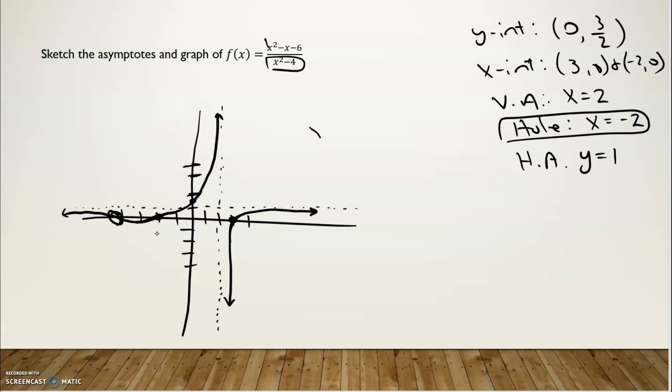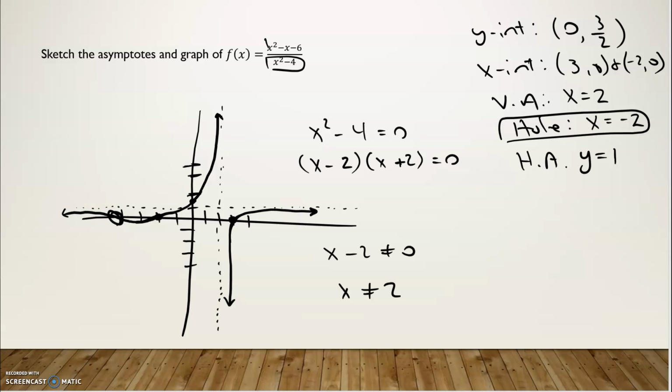So we need to look at this right here, which has the same thing as (x - 2)(x + 2) = 0. So x - 2 cannot be equal to 0, and x cannot be equal to 2. x + 2 cannot be equal to 0. x cannot be equal to -2.